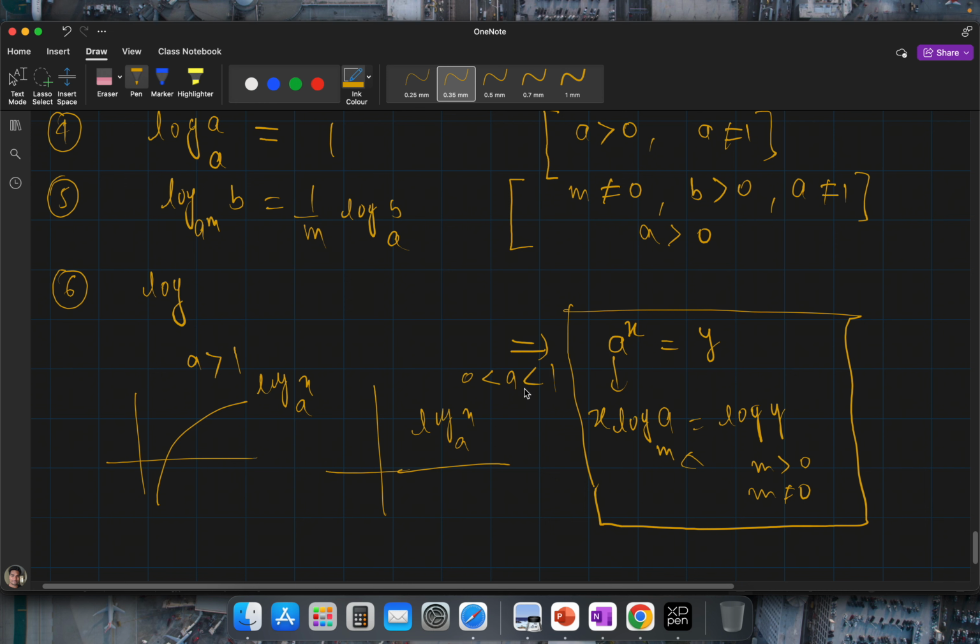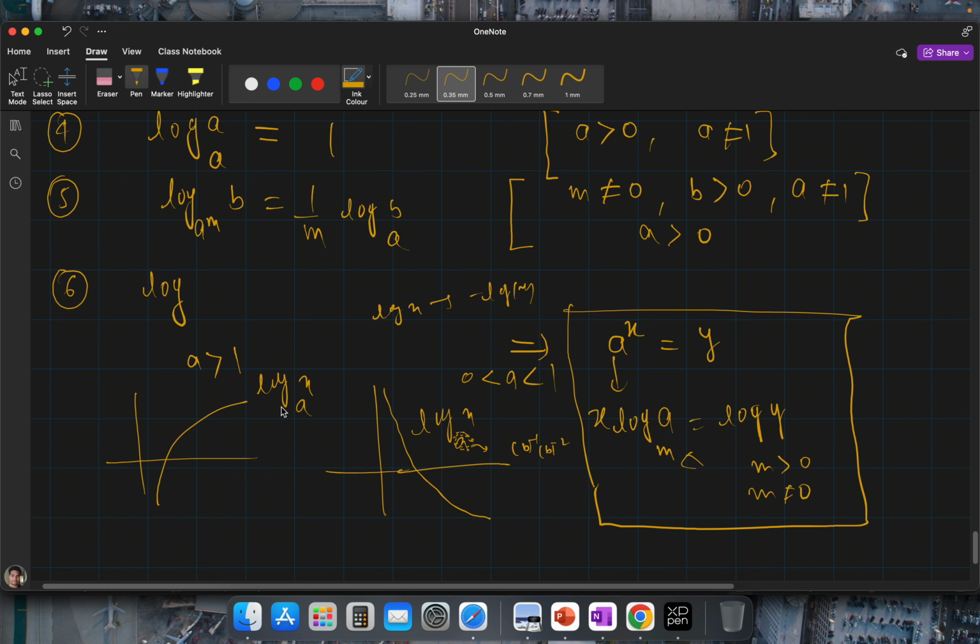If a is between 0 and 1, it is a fraction quantity, right? And if it is a fraction, you can write something like b raised to the power minus 1, b raised to the power minus 2, right? So that negative sign will come outside. So this is nothing but a transformation of log of x to minus of log of x. So the graph will be something like this.